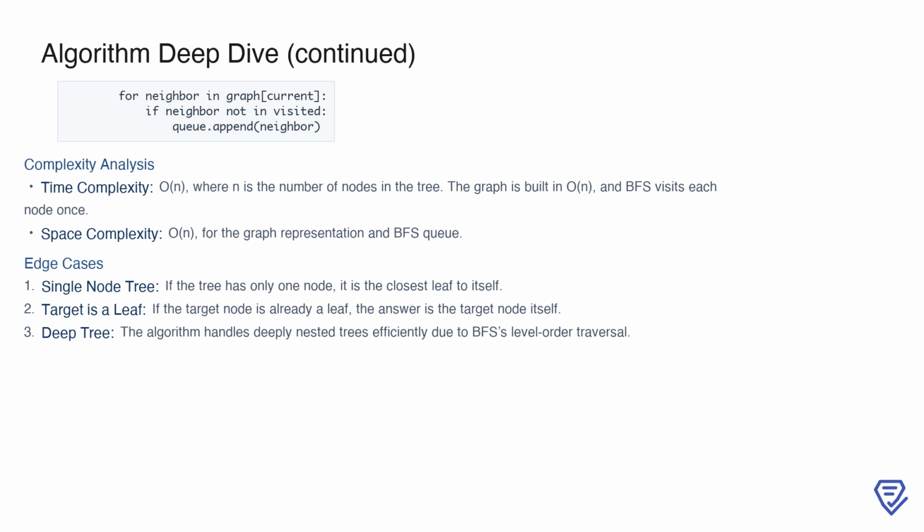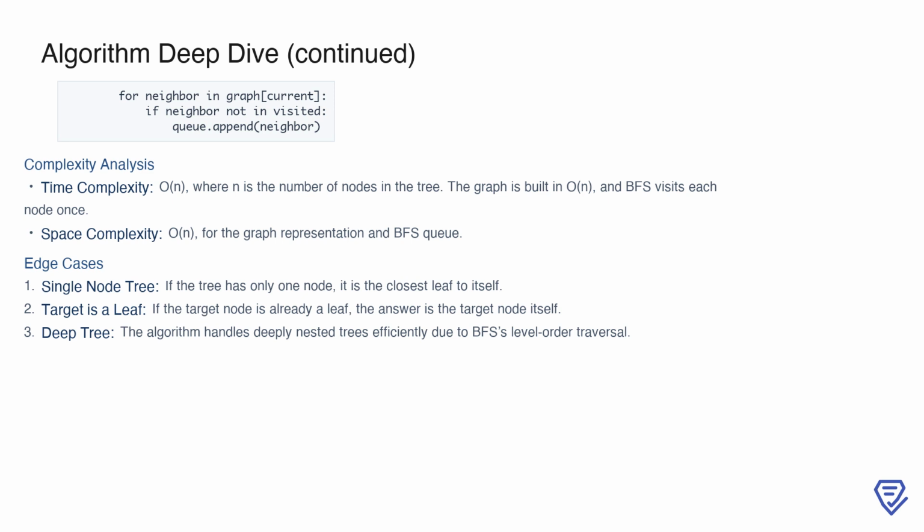Let's now analyze the algorithm's complexity. The time complexity is O(n), where n is the number of nodes in the tree. This is because we construct the graph in O(n), and the BFS visits each node once. The space complexity is also O(n), as we need space for the graph representation and the BFS queue.